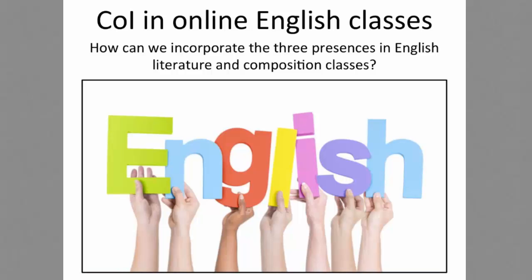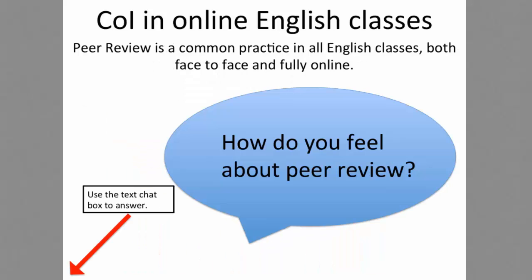Okay, so finally, well not finally, we still have a couple more steps. How do we go about incorporating the 3 presences in the English literature and composition class? So peer review is the biggest way that we would incorporate it. It's very common in face-to-face and online. So this would be peer review of things like essays.